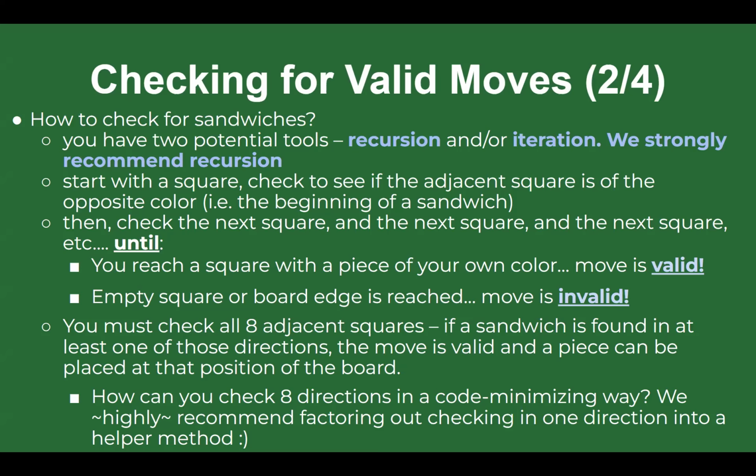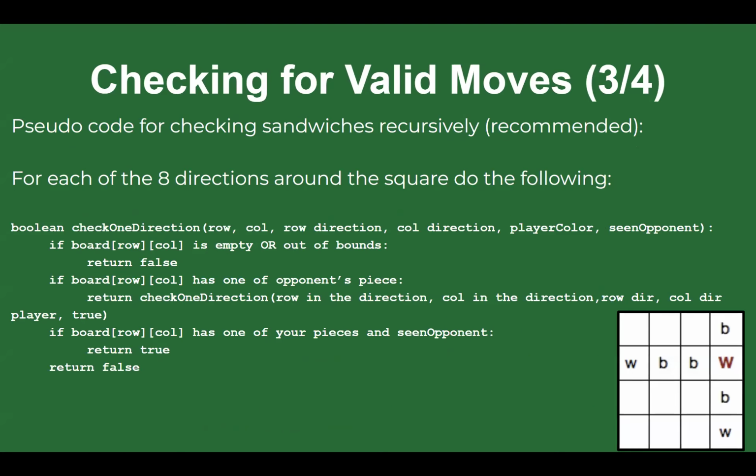You don't want 8 different methods for the 8 different directions, so there's definitely a way that you can factor out a lot of the code into a helper method and then call that helper method 8 times and tell it, go up, go left, go right, go diagonal, something like that. So next for checking valid moves, here is the pseudocode that will check for sandwiches recursively. I'll just walk through it a little bit.